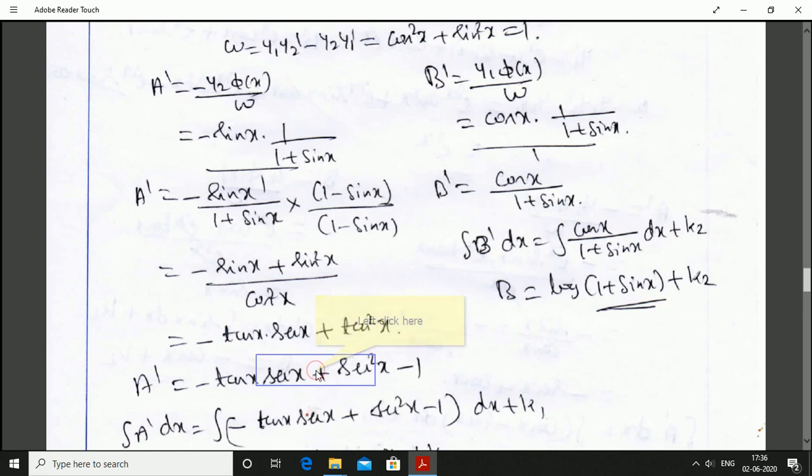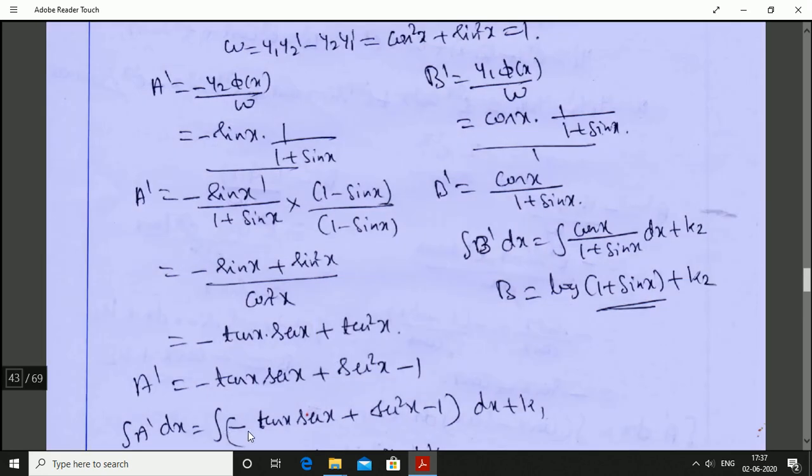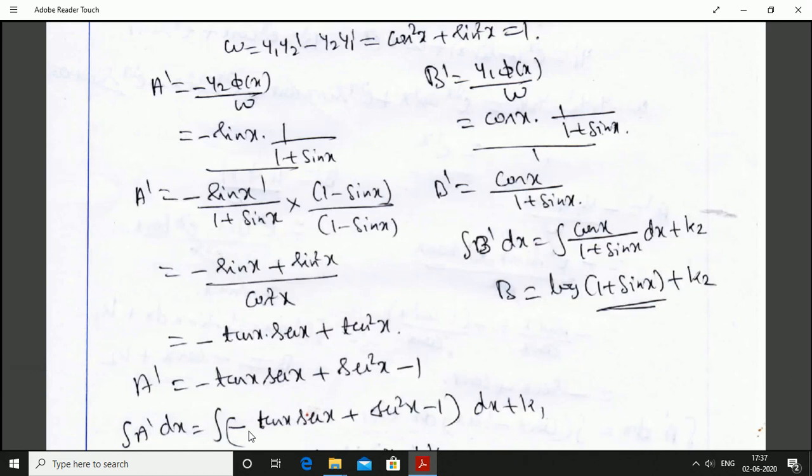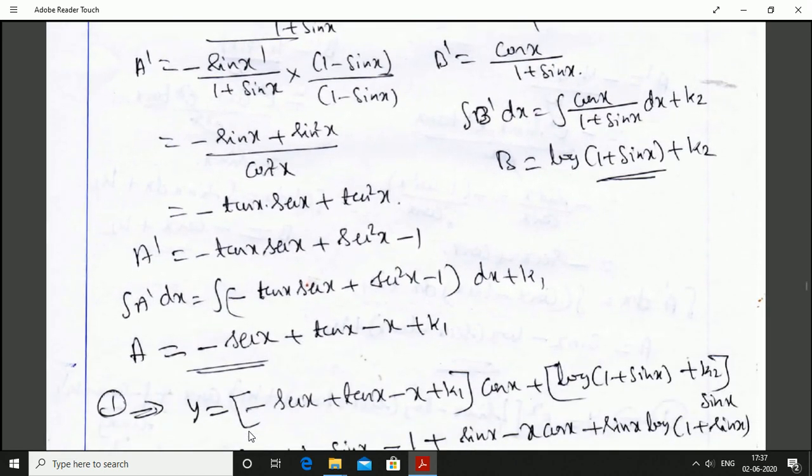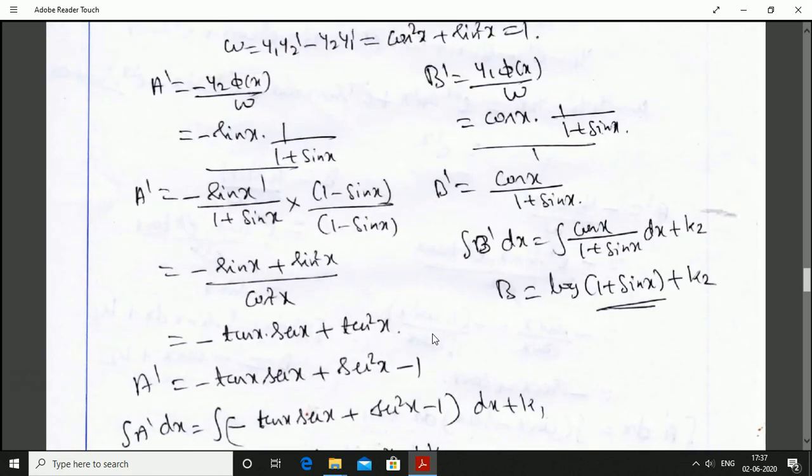Now on integration, integral of a dash dx is equal to integral of minus tan x into secant x plus secant square x minus 1 into dx plus k1. Integral of tan x into secant x is secant x with negative sign. Secant square x integration is tan x. 1 integration is x plus k1. Similarly, b dash is equal to y1 into phi of x divided by W. y1 is cos x, phi of x is 1 divided by 1 plus sin x. W is 1. B dash is equal to cos x divided by 1 plus sin x.